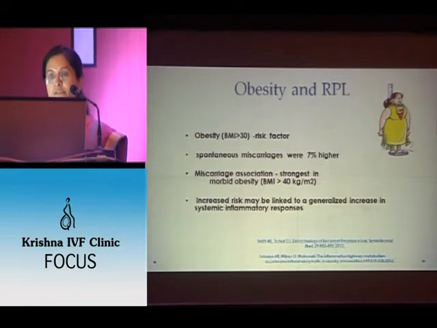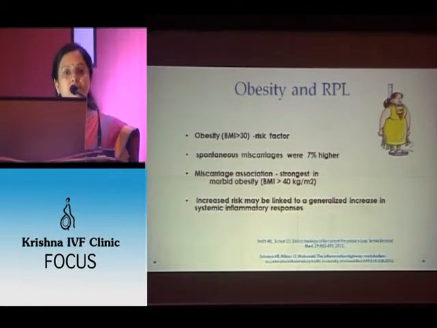Moving on to the obesity. Obese women have an increased risk for recurrent pregnancy loss. And spontaneous miscarriages are 7% higher in these women when compared to normal women. And the association is strongest in morbidly obese women where the BMI is more than 40. And the increased risk for recurrent pregnancy loss may be linked to generalized increase in the systemic inflammatory response in these women.